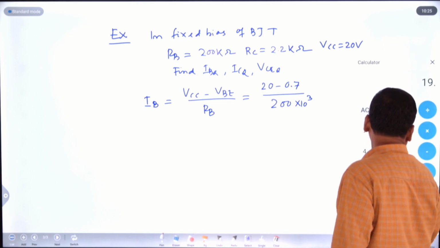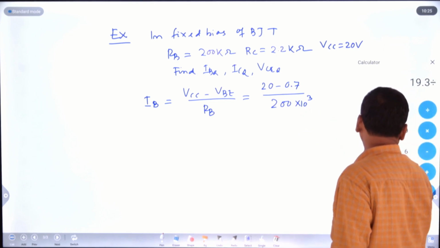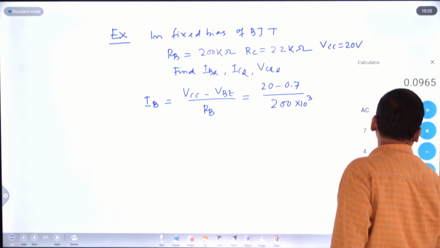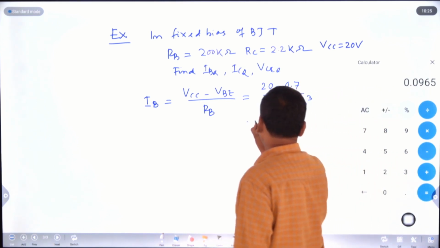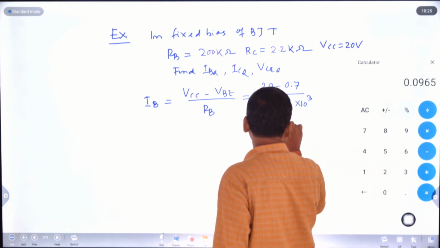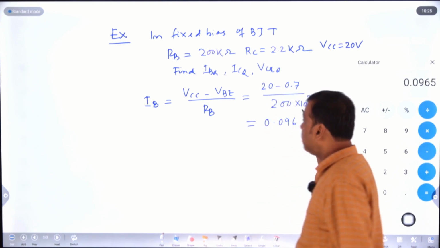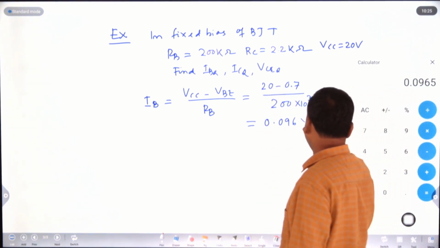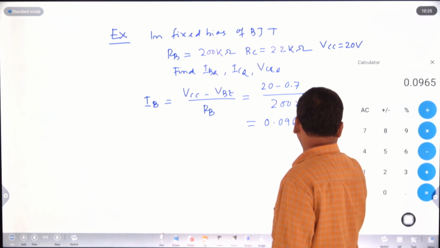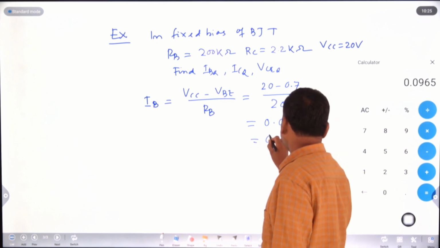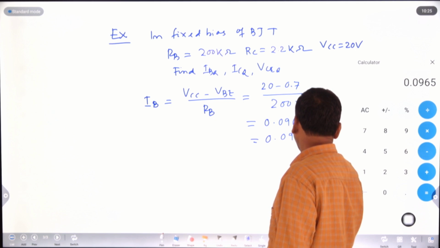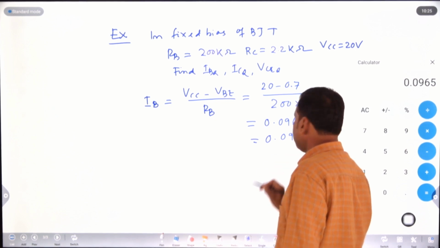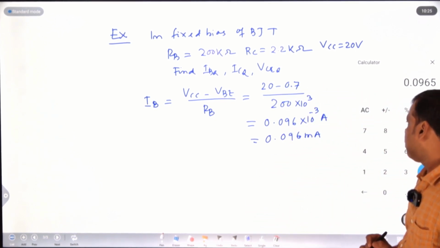19.3 divided by 200 is around equal to 0.096. The denominator is 10 to the power 3, and the numerator is 10 to the power minus 3, so the unit is ampere. You may write it as 0.096 milliampere.